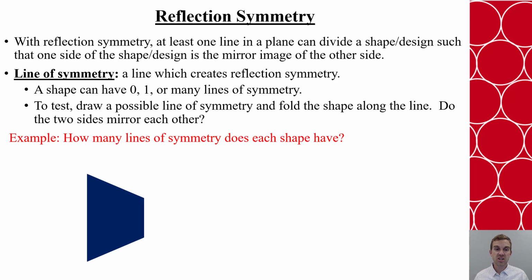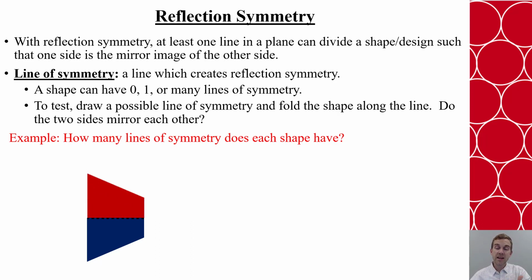So let's look at a couple shapes. Here we have a trapezoid, and it happens to be an isosceles trapezoid. If I try to draw a vertical line of symmetry and then fold it, what I notice is they don't match up. So that would not be a line of symmetry. But if I draw it horizontally through the middle and then fold upward, I would say, oh, they do match up. So this has one line of symmetry.